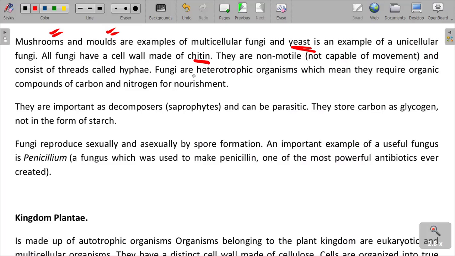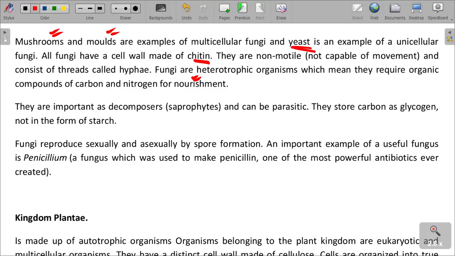Fungi are heterotrophic organisms, which means that they require organic compounds of carbon and nitrogen for nourishment. They cannot make their own food. We say that autotrophs are the ones that are able to make their own food. So fungi are heterotrophic. They require organic compounds of carbon and nitrogen for their survival, which is for their nourishment.